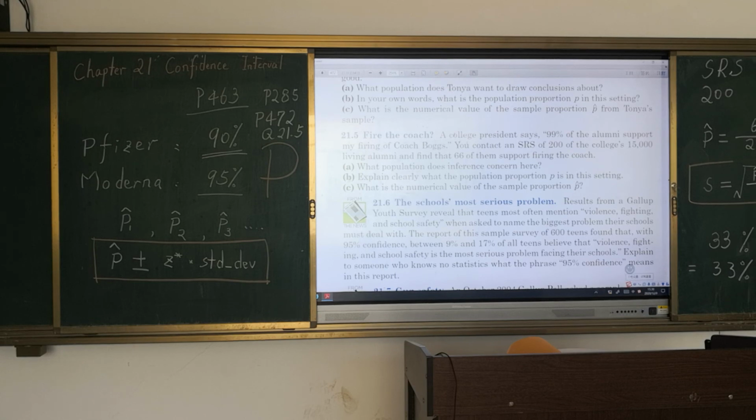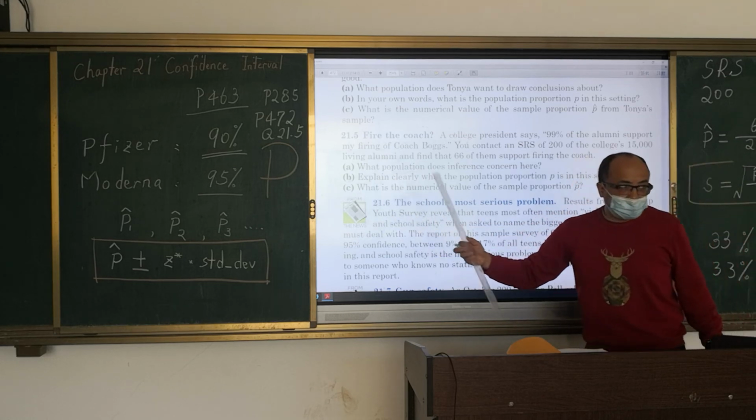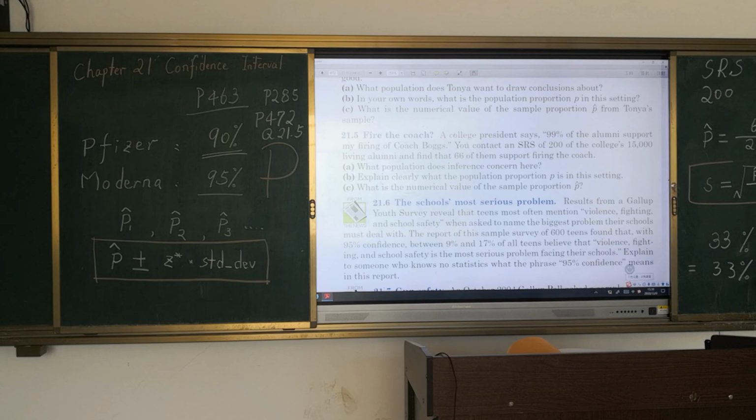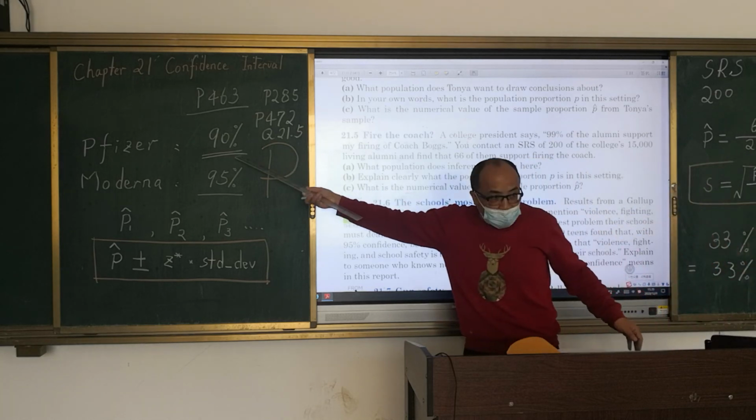So in 99.7% of cases, this P is in 33% plus minus 1. Let's say it's 1, to be generous. It's only in this range. It's very, very far from the 90%.